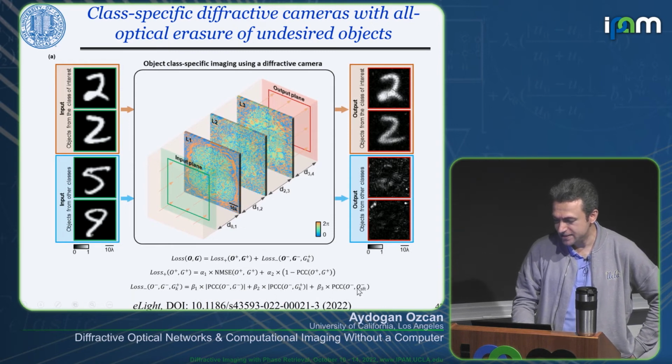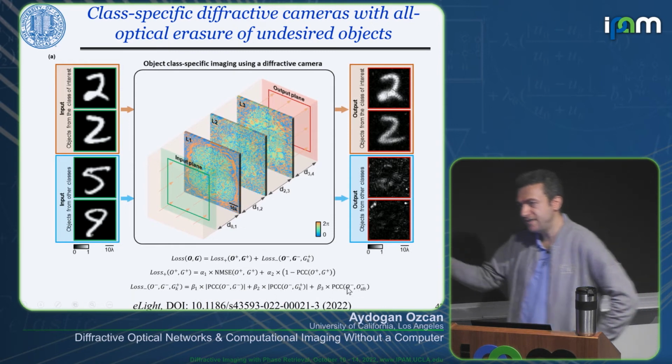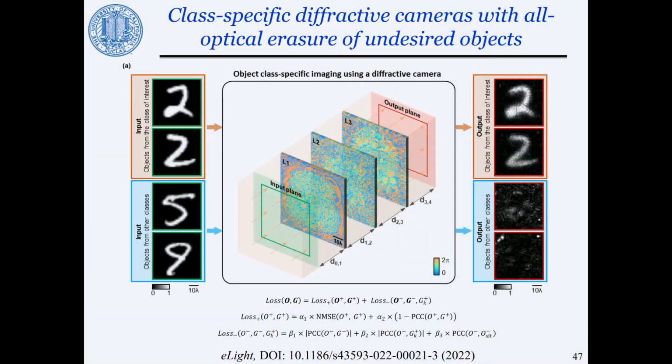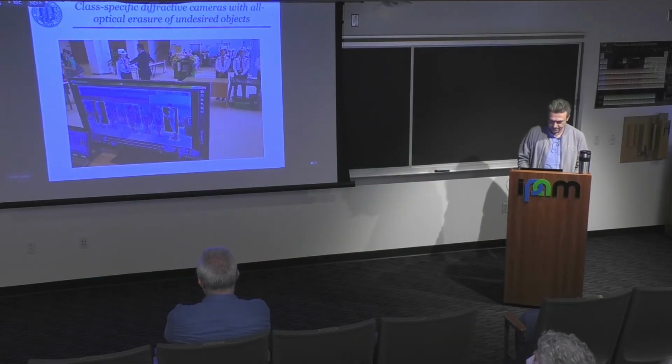And this is the third one, which is the diffractive network can also shift the input objects and fool your PCC, which means you need to also penalize shifted versions of the same non-target objects. Only after they come together, you can actually erase non-wanted objects and preserve wanted ones.